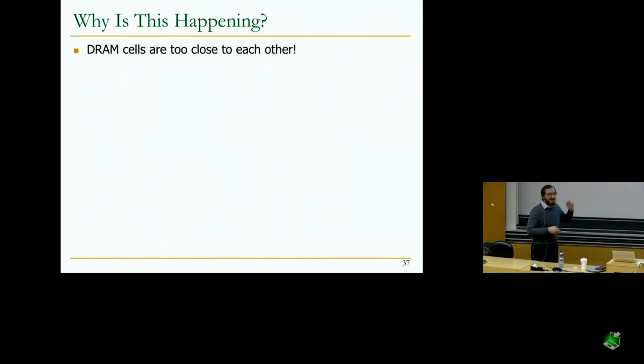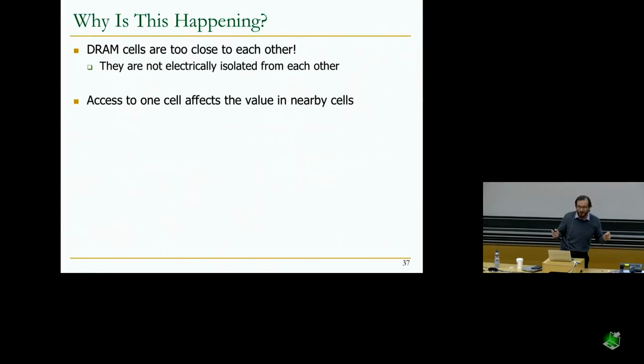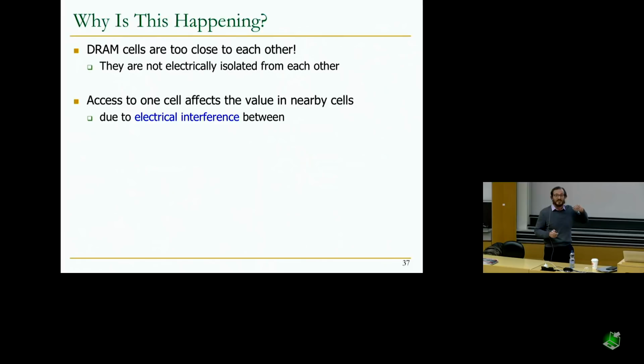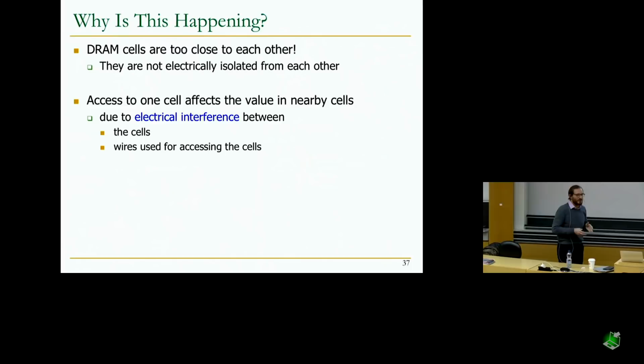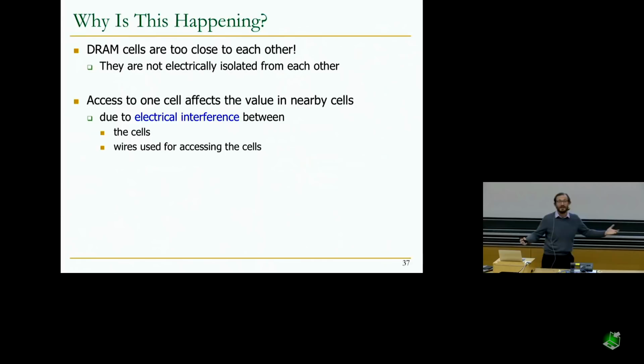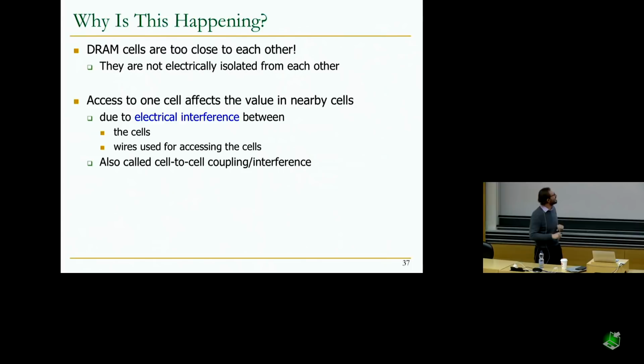But the cells are too close to each other. As a result, they're not electrically isolated from each other. Whenever you access one, you affect the value in nearby cells due to electrical interference. And the electrical interference happens between the cells and between wires used for accessing the cells as well. So nothing is immune to this interference because you're electrically injecting voltage into this, and that voltage is really affecting what's around it. This is also called cell-to-cell coupling. If you heard about coupling, that's what it is. It's interference, essentially, or voltage coupling. People say that as well.